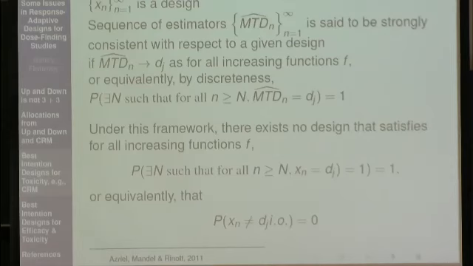And then he says that in more probabilistic terms, because we have discreteness, we can formulate it. His conclusion is that under this framework, there exists no design, Bayesian, frequentist, whatever, that satisfies for all increasing functions F that the design will converge to the MTD, regardless of how large n is, with probability 1. What is F there? F is any increasing function, all increasing functions F.